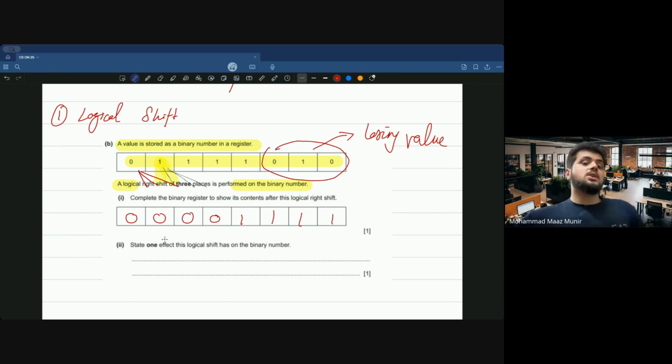Now the question says part 2. Did you guys get the part 1? How did I get this 0 0 0 0 and 4 ones?